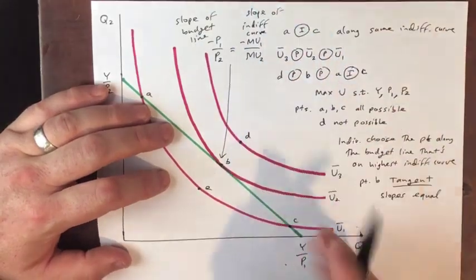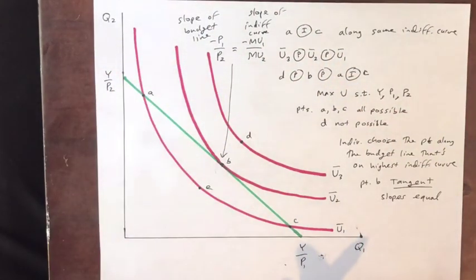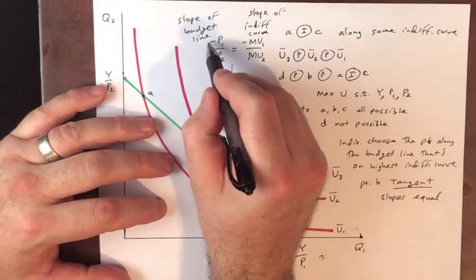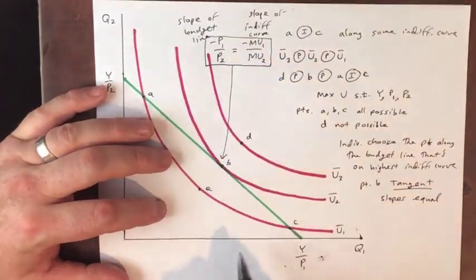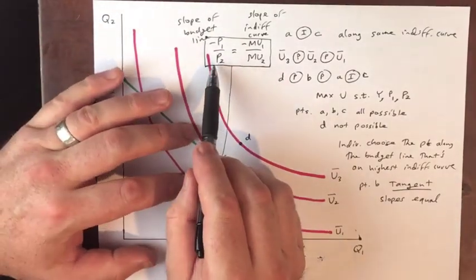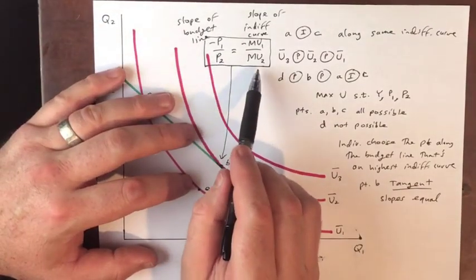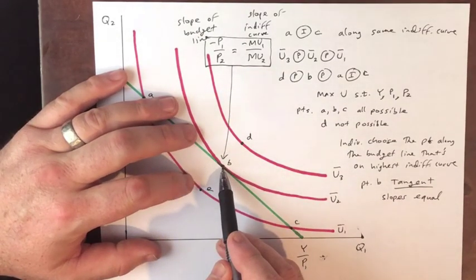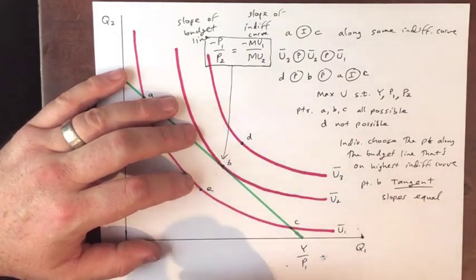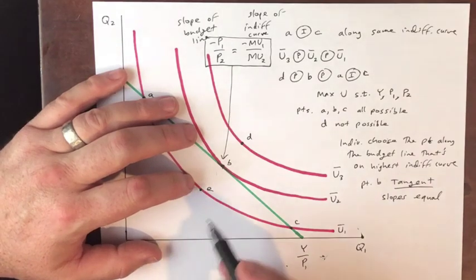Now that's the only place that that's true, right? So we can show mathematically, we can prove mathematically that this point, the point at which the slope of the budget line is exactly equal to the slope of the indifference curve, it must follow that that is the highest possible indifference curve that you can get.